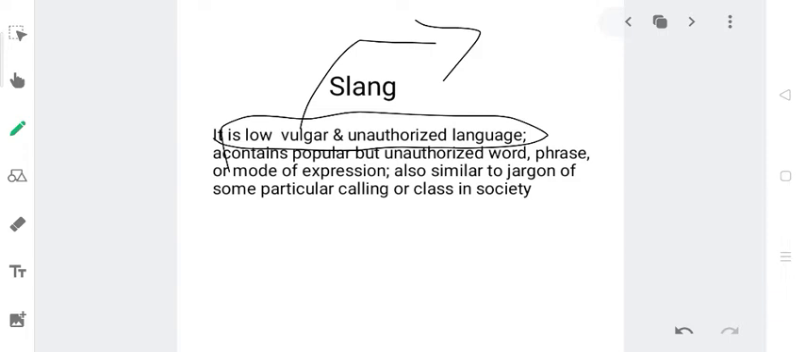So slang is a term used for unauthorized language, which is not sophisticated language, and it contains popular but unauthorized words, phrases or modes of expression, also similar to the jargon of some particular calling or class in society. These are the terms related to slang. The word has an almost uncertain origin, about 1750, and thereafter it has been defined at least once by some anonymous author as street language.